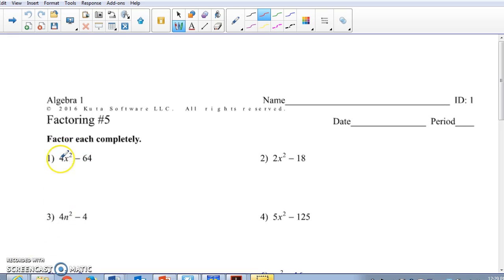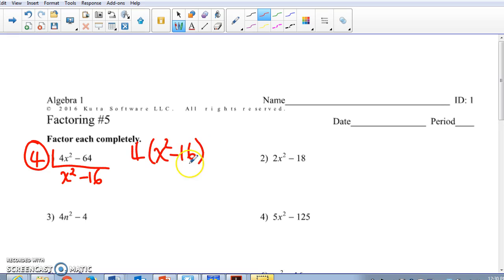4x squared minus 64. Do we have any GCF? What is the greatest common factor? Which is 4. What do we have left? If you factor out 4 from there, you're going to have x squared minus 16. Now, you might say 4 parentheses x squared minus 16, we are done with the factoring. Sadly, we're not done with the factoring yet.